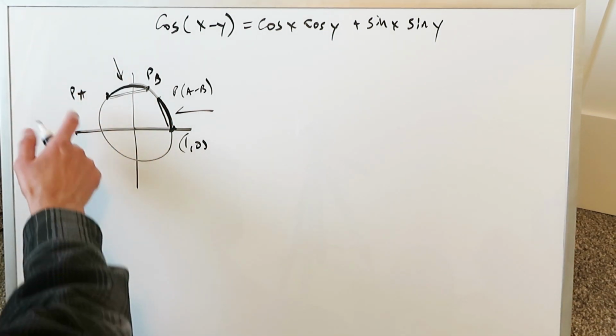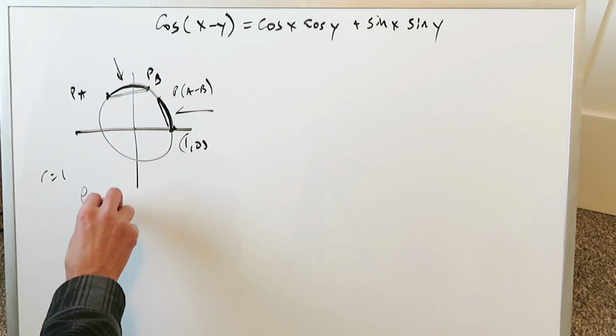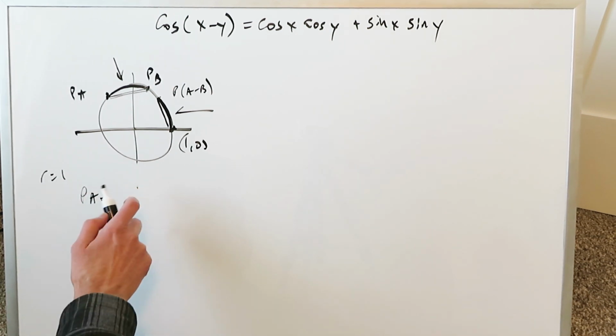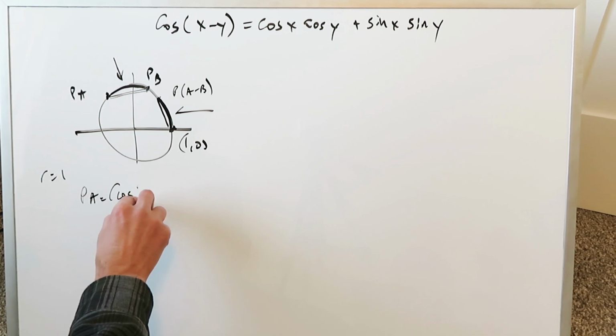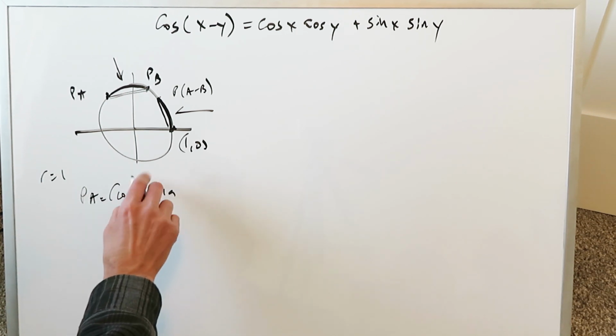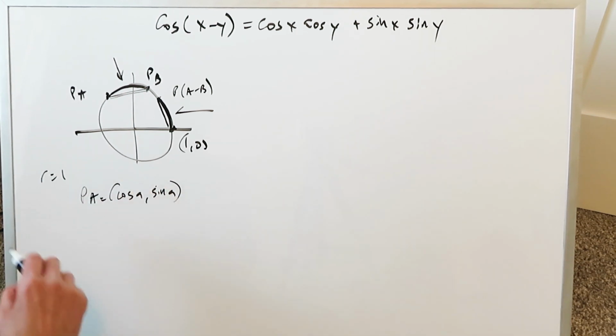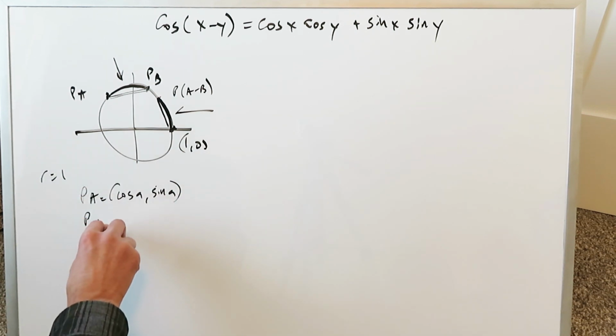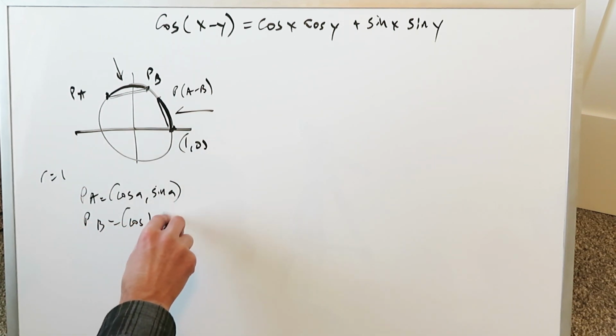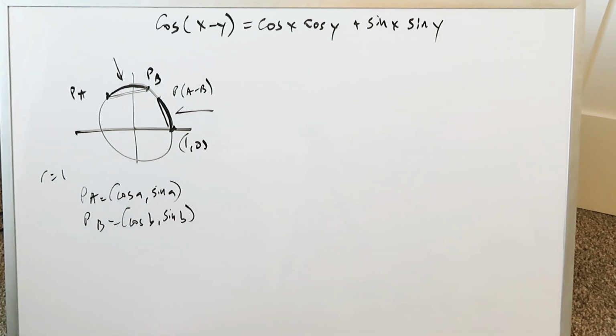Let's do this. What's point A? Point A over here, based on what I was showing you with the unit circle, is going to be cosine A and sine A. Here A represents the angle. What's point B? Point B is going to be cosine B and sine B. I'm just using lowercase letters. You already have a point 1, 0.